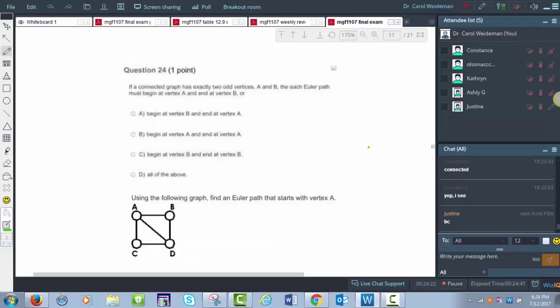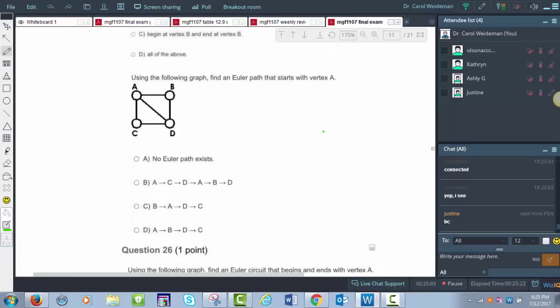If a connected graph has exactly two odd vertices, A and B, it should say each Euler path must begin at vertex A and end at vertex B, or, remember it's going to have two, what would the other one do? Remember this one? If you had exactly two odd vertices, you always would start at one and end at the other, or start at the other and end at the first. So what would the right answer on this one be? First we started at A and ended at B. The opposite is going to be start at B and end at A. So this would be the other option. And that's your Euler's theorem.